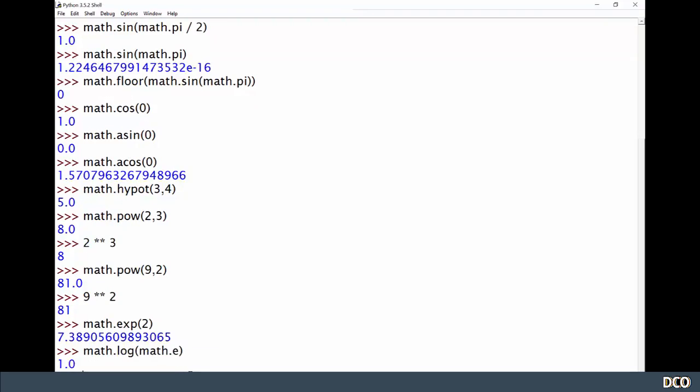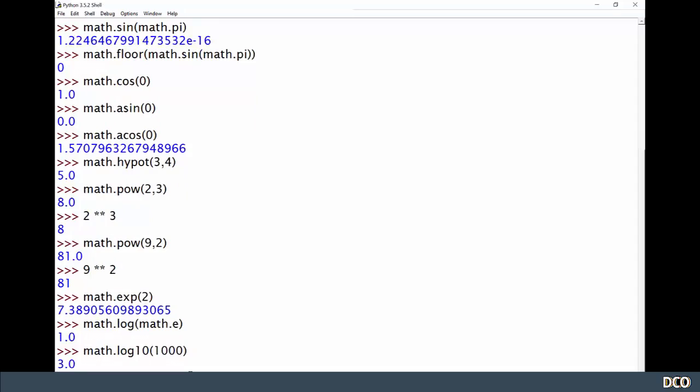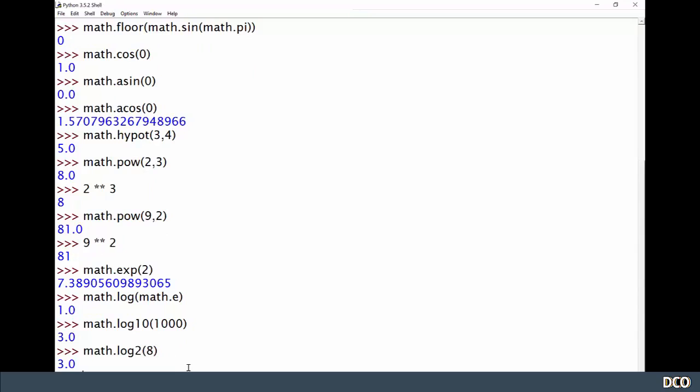So that works fine. But if you want the base 10 log or base 2 versions of log, you can use the math.log10 function, or the math.log2 function, respectively. For example, if we do math.log10 of 1,000, what we're going to see is 3, because 10 to the power of 3 is 1,000. Likewise, if we do math.log2 of 8, we're going to get 3, because 2 to the power of 3 is 8.